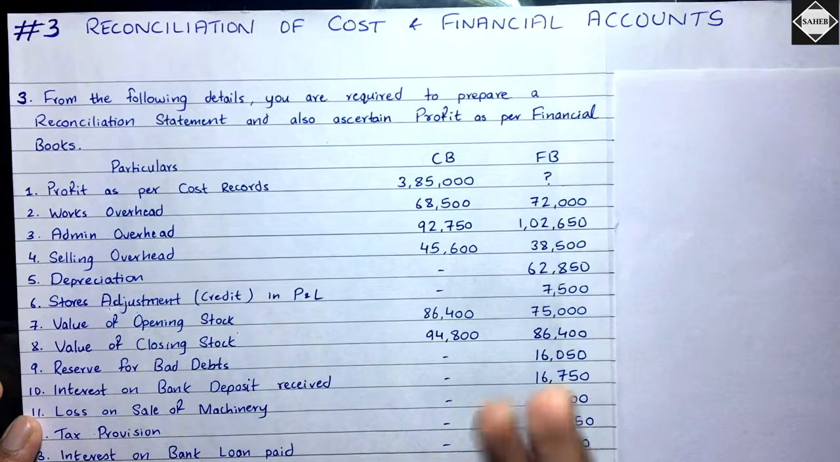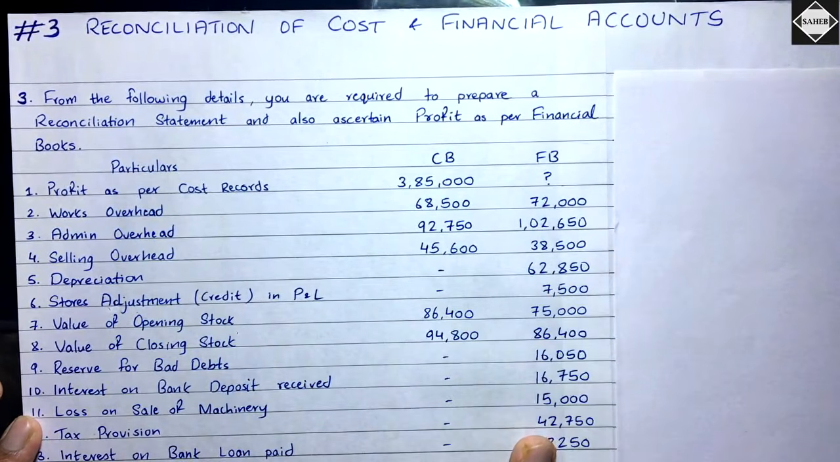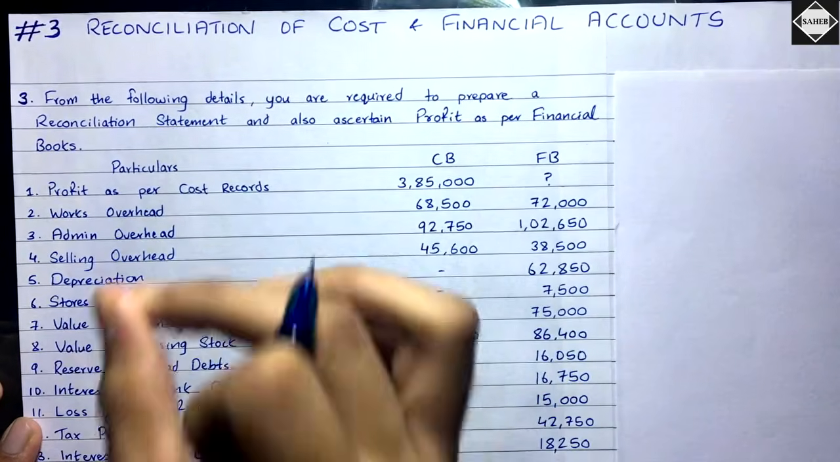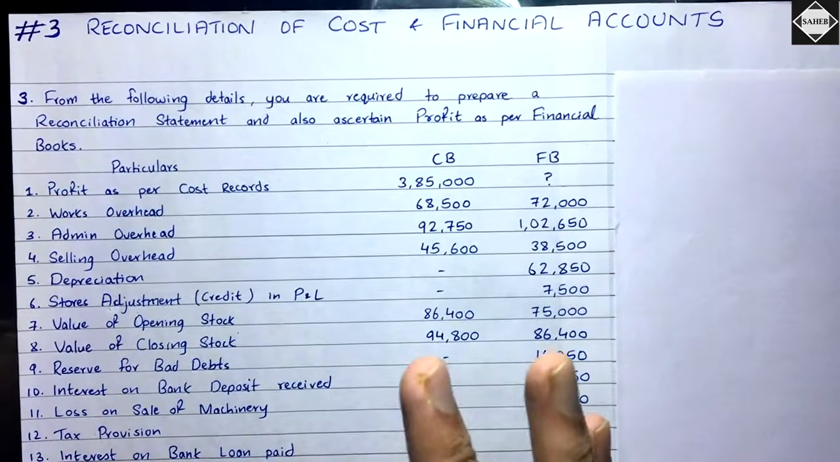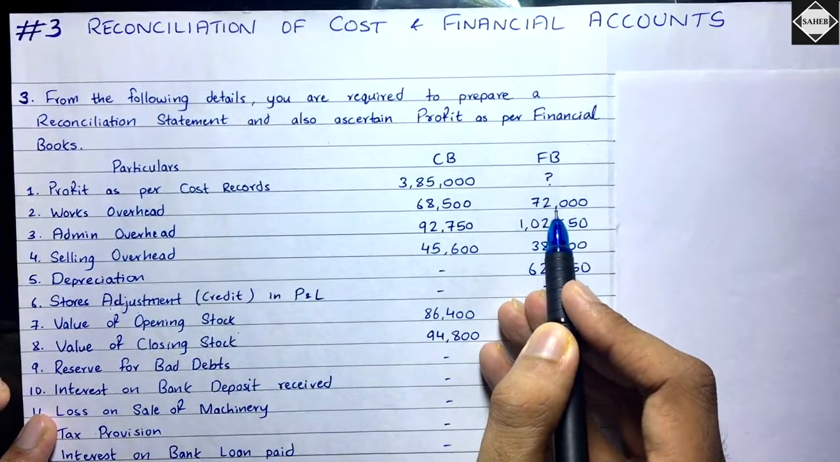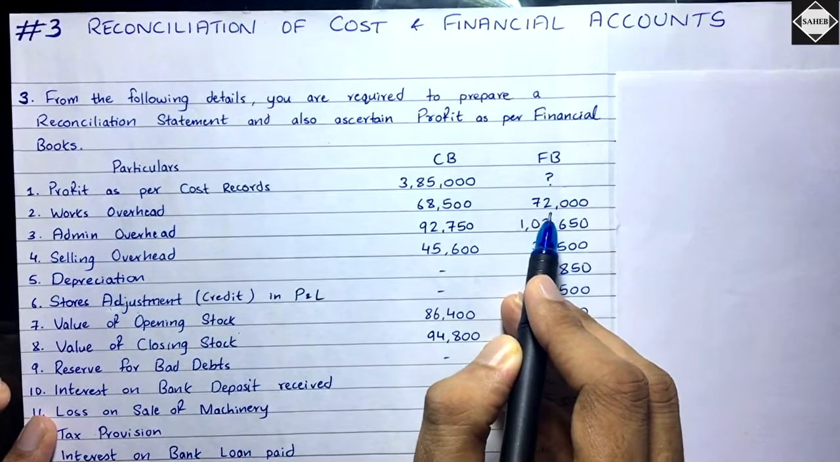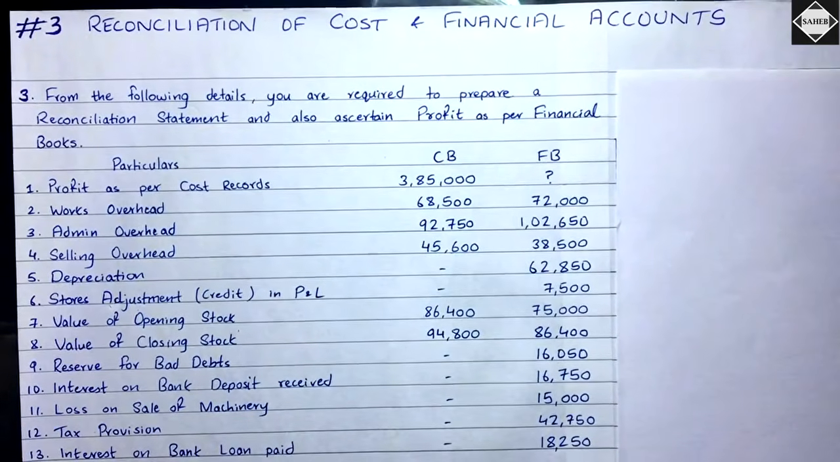And then there are a few more complicated transactions we're going to see. Here, if you can see, the question is a bit different. We have two columns, costing books and financial books. In the previous question, the transaction used to specifically tell you in which book it has been recorded more and in which book it has been recorded less. But here it's not like that. Here, works overhead has two figures given, 68,500 and 72,000. What is the meaning of this? It means in costing books it has been recorded at this amount, and in financial books at this amount. So you have to compare and see in which book it has been recorded more and in which less. Is that okay? So that's the basic idea.